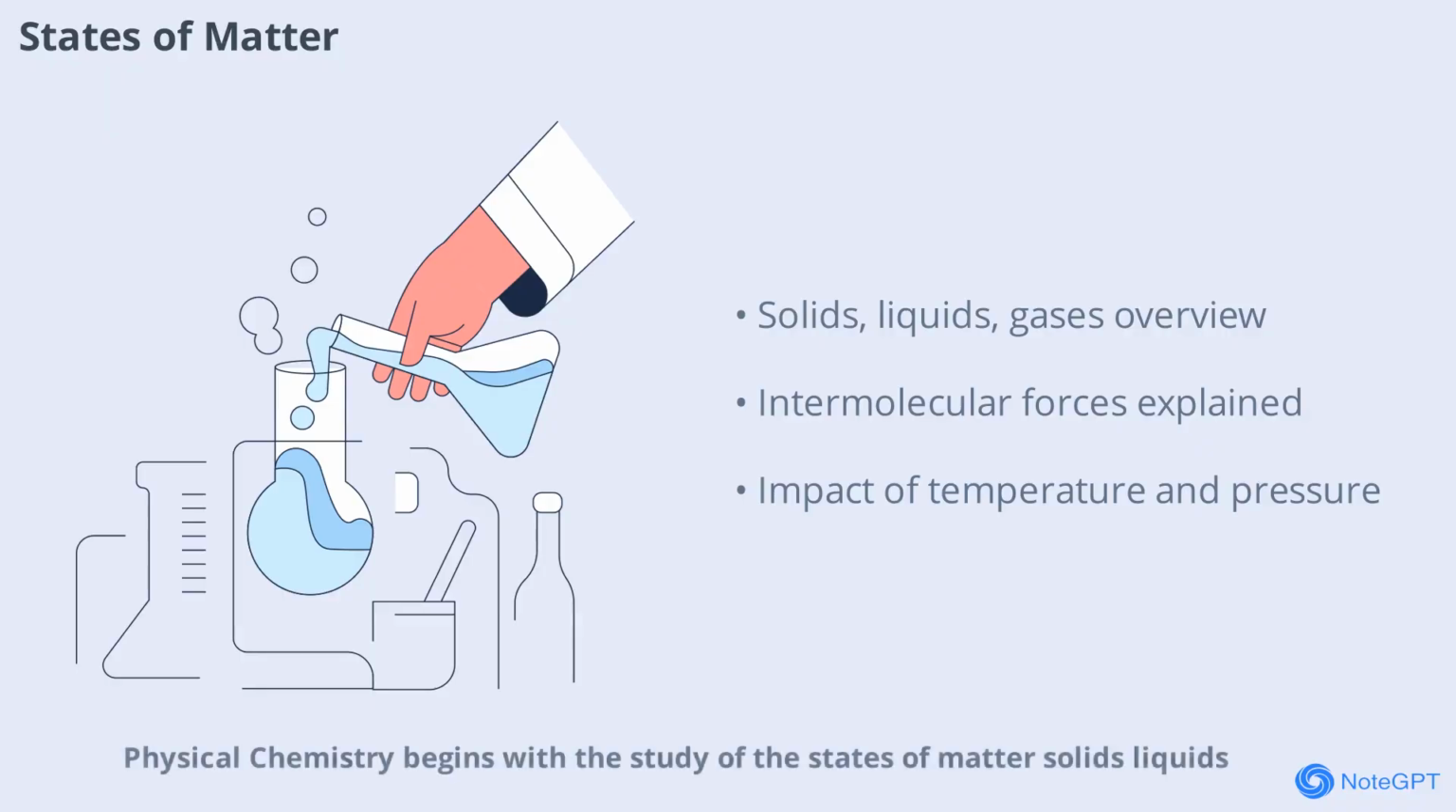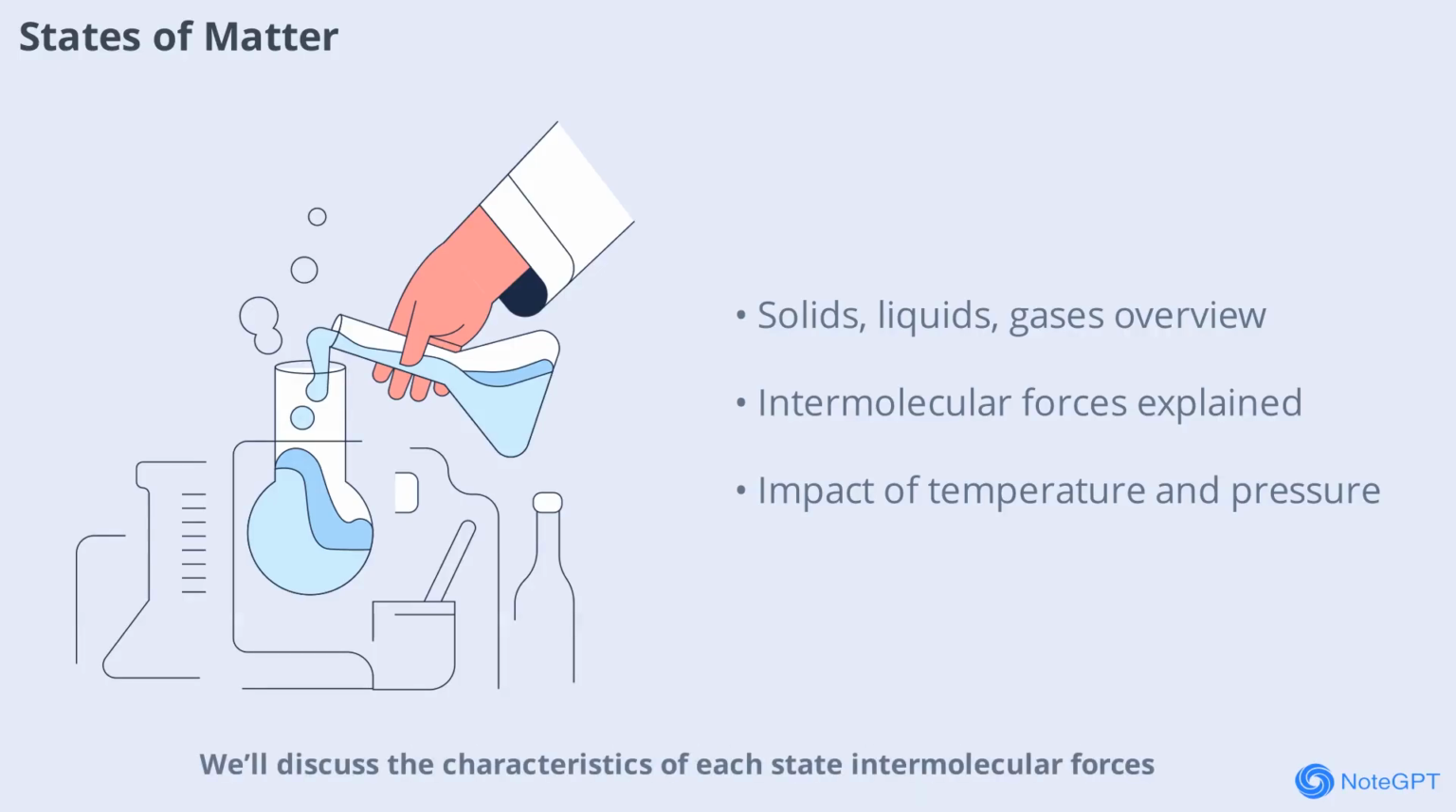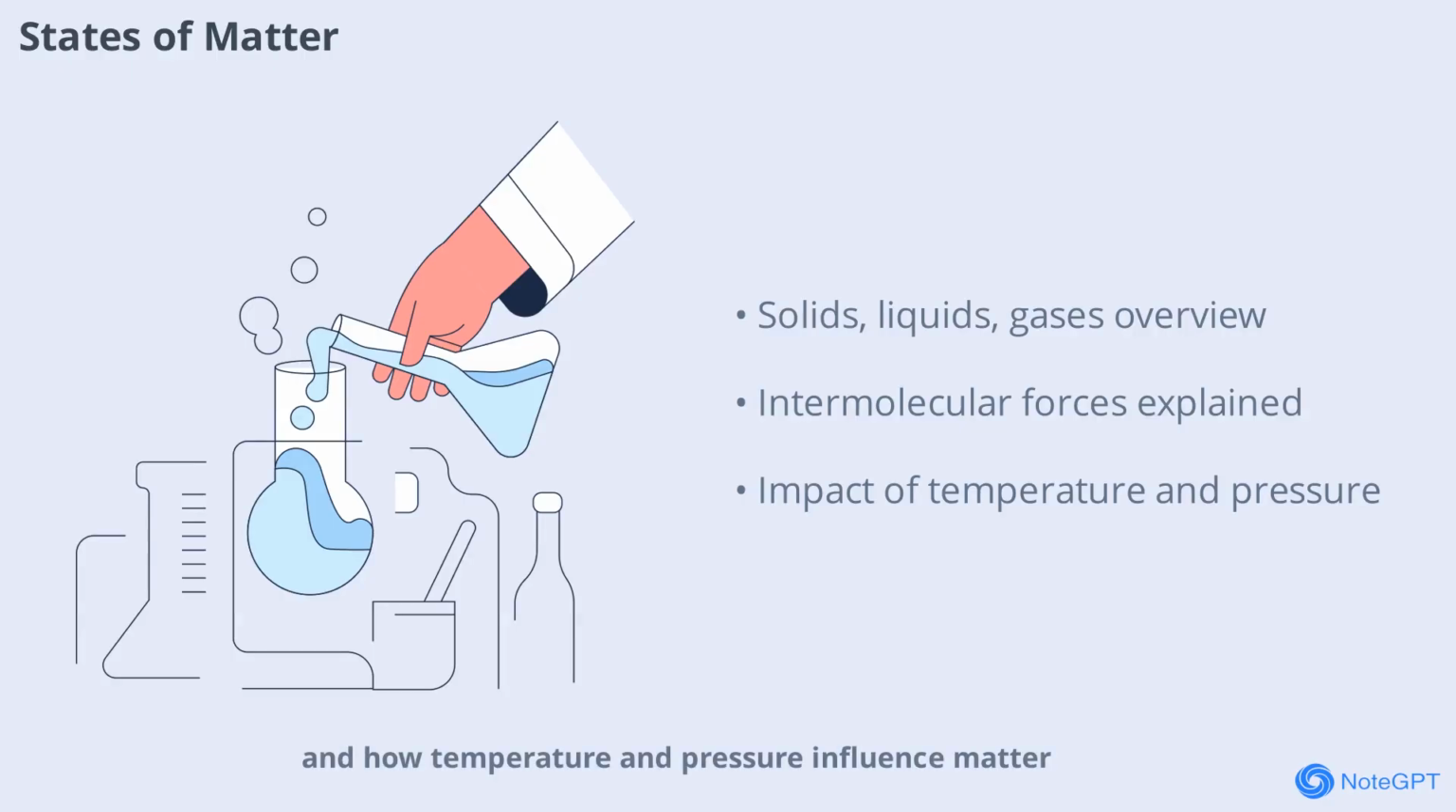Physical chemistry begins with the study of the states of matter: solids, liquids, and gases. Each state has unique properties, and understanding these is crucial for grasping further topics. We'll discuss the characteristics of each state, intermolecular forces, and how temperature and pressure influence matter. This foundation will help you as we move into more complex concepts like gas laws and phase transition. Let's explore how molecules behave differently in each state and why these differences matter in chemical reactions.